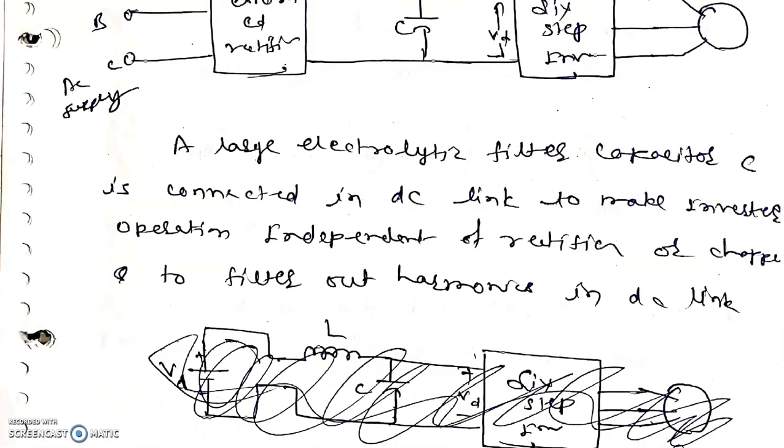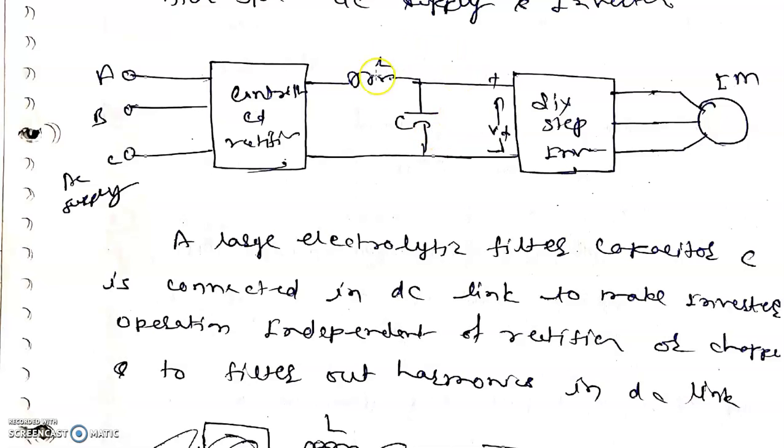A large electrolytic filter capacitor is connected in the DC link to make inverter operation independent of the rectifier or chopper, and to filter out the harmonics in the DC link. So in all the circuits there is a DC link where the LC filter is used to remove the harmonics.